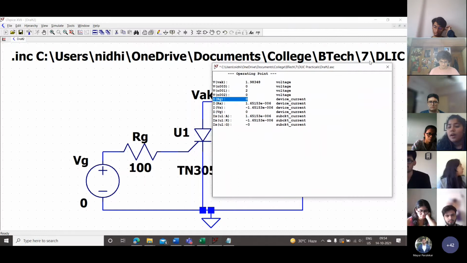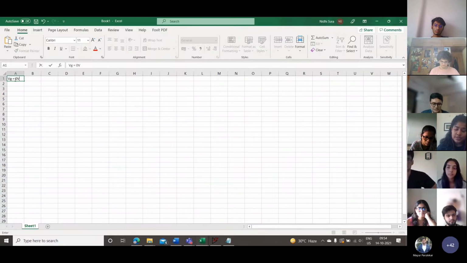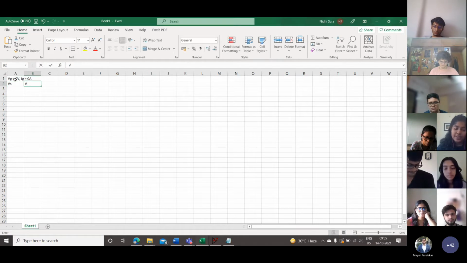Okay. What I'm going to do is note down these values in an Excel document. I'm going to write VG equals 0 volts and IG equal to 0 amperes. And we're going to have 3 columns: VS, VAK, and IA.